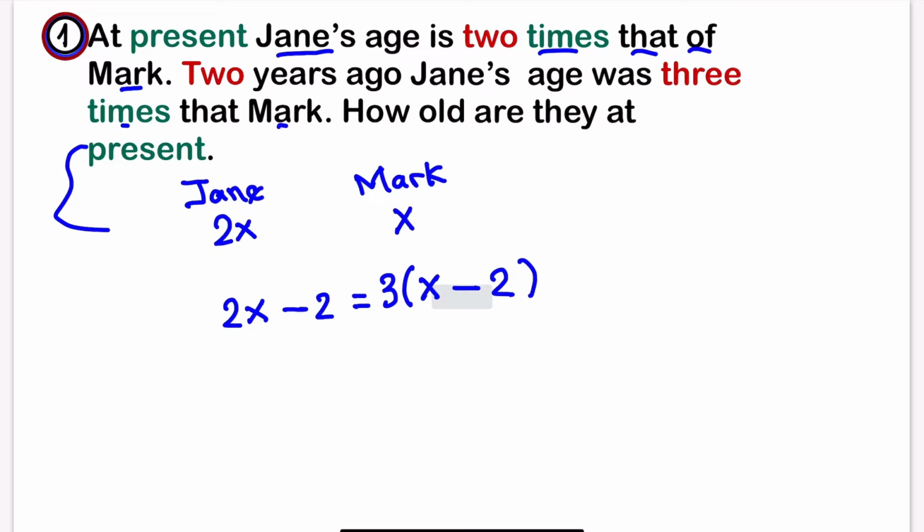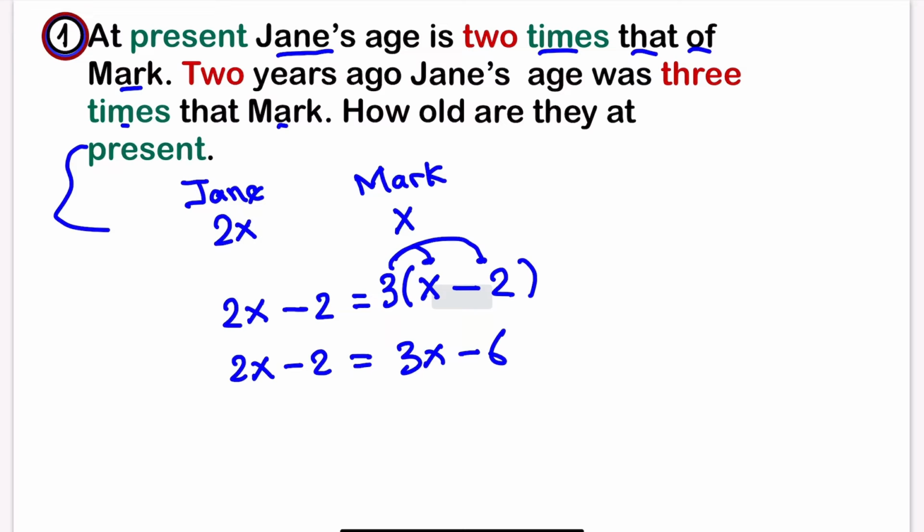So now let's get x. If we want to solve for x, we have 2x minus 2 equals, if we open the bracket, 3x, and this will give us -6.